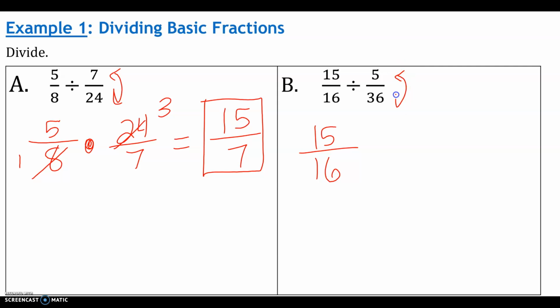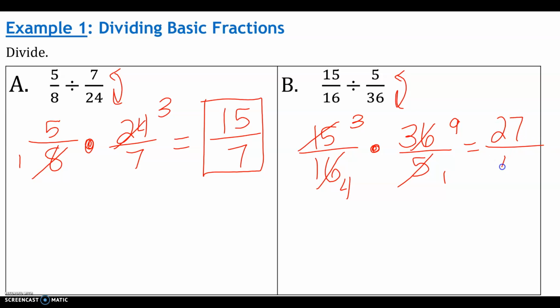15/16. Flip, so 36/5. Change to multiplication dot. Now we're going to have to reduce a lot here. So if we reduce 15 and 5, divide by 5, and you get 1 and you get 3. 16 and 36, we can divide by 2. Actually, no, we can divide by 4. So if we divide by 4, you get 4 and you get 9. Multiply straight across. 3 times 9 is 27, and 4 times 1 is 4.